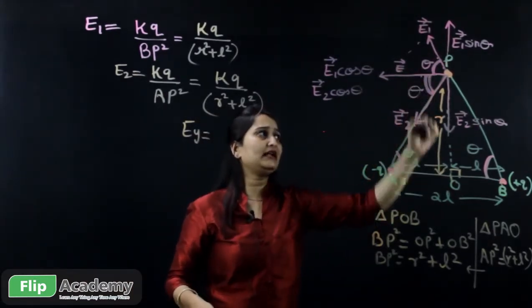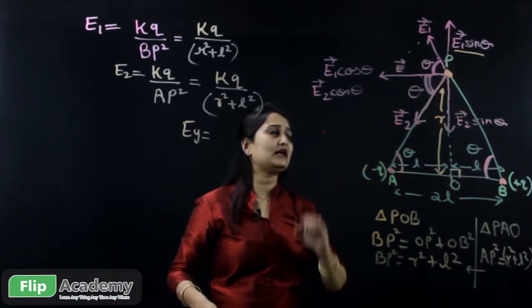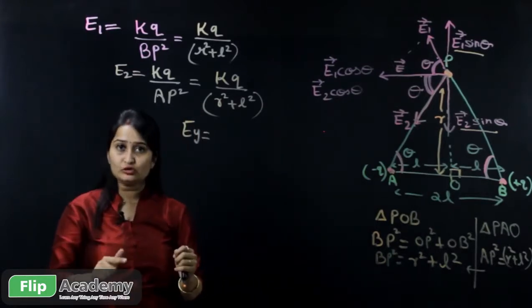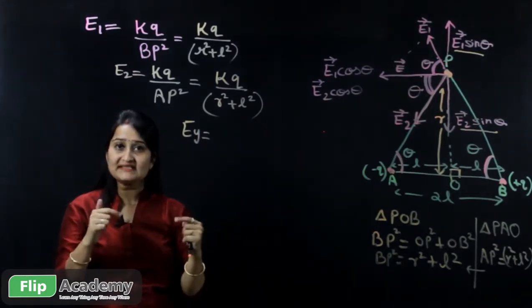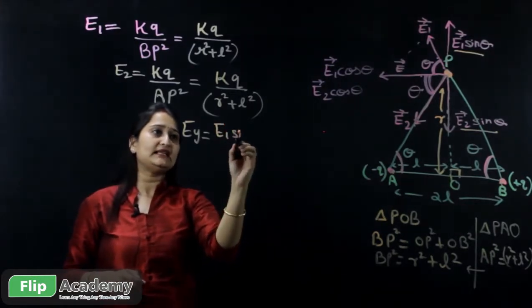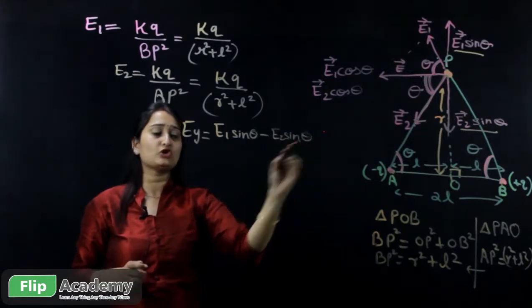Now, in this vertical axis, you can see there are two vectors. First is E1 sin theta and other is E2 sin theta. E1 sin theta and E2 sin theta both are in the opposite direction. So, in that condition, it becomes E1 sin theta minus E2 sin theta because the direction is opposite.